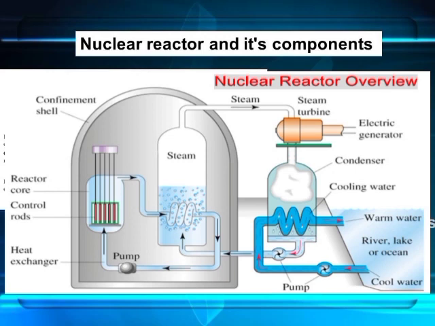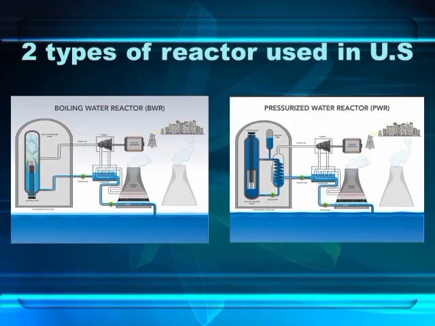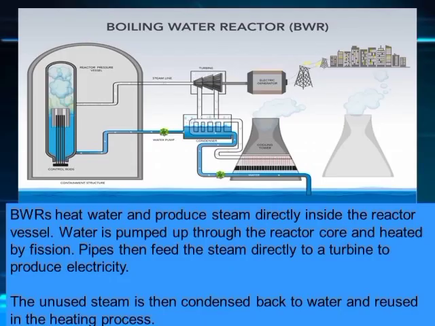We have coolants, pressure vessels or tubes, steam generators that spin turbines to generate electricity, and of course containment. In the USA, there are two types of reactors used: the boiling water reactor or BWR, and the pressurized water reactor or PWR. BWR, or boiling water reactor.